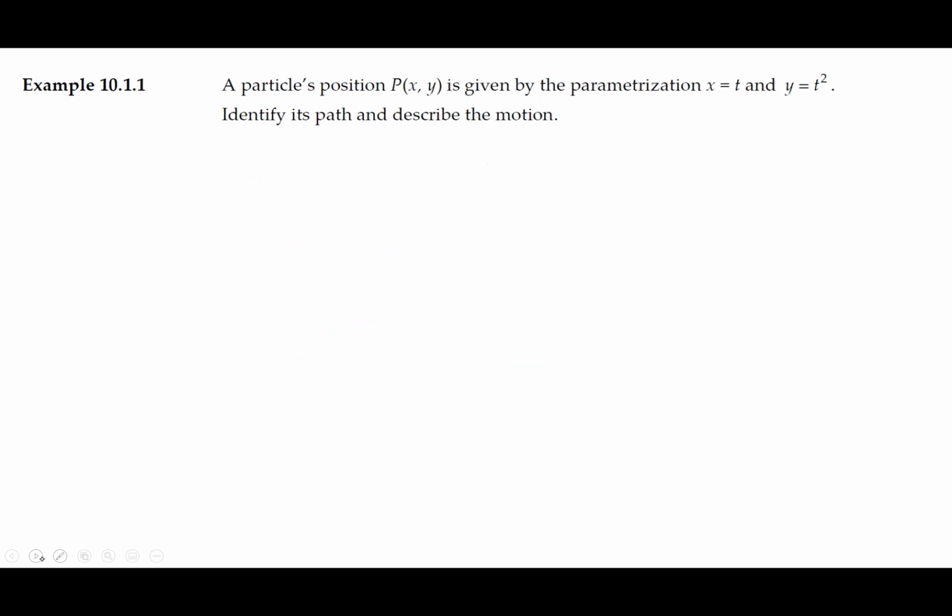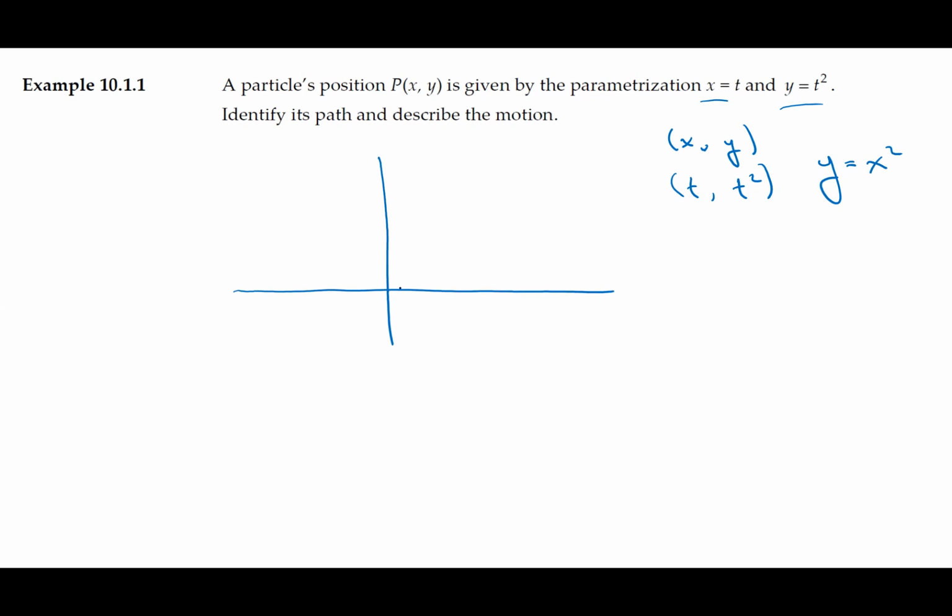A particle's position is given by this parametrization. Identify its path and describe the motion. First thing to notice is there's no restriction on t. But think about what an ordered pair would be. It'd be t comma t squared. Well, doesn't that look familiar? In fact, if x is equal to t and y is equal to t squared, then isn't y equal to x squared? And we know what that looks like. It's a parabola.